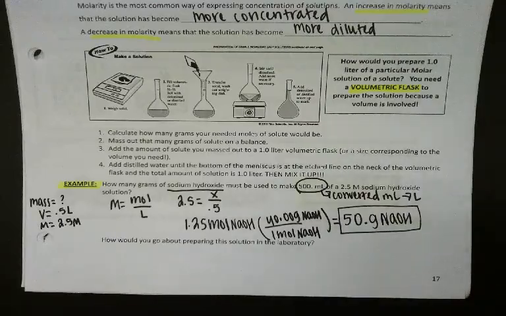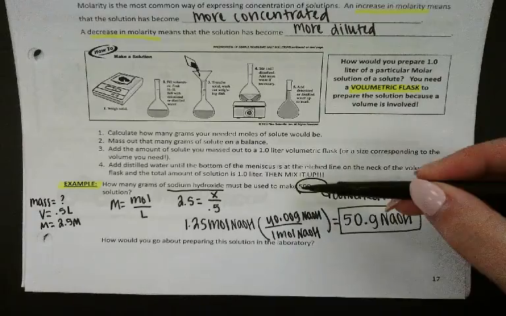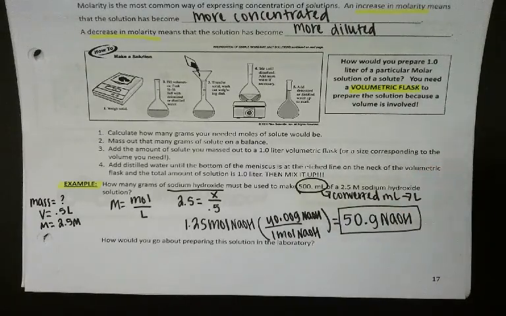Why did we use 2 sig figs here? I agree, but why? Yes. This is 3, this is 2, so we take the smallest. Okay? Alright, that is the first part.